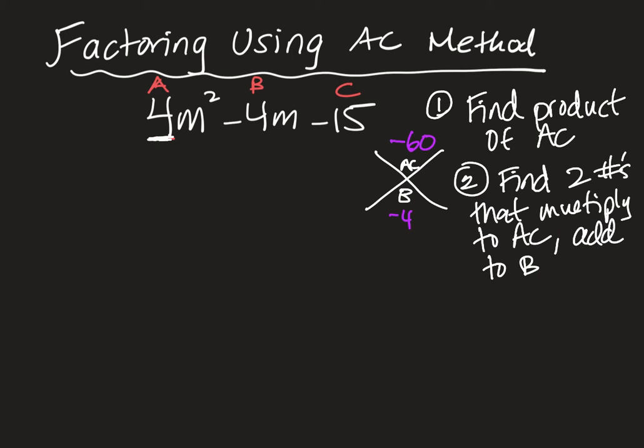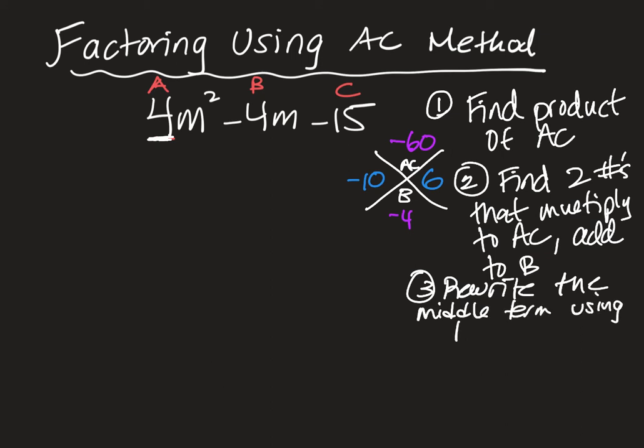If we use a 10 and a 6, with the 10 being negative and the 6 being positive, those two numbers multiply to -60 and add up to -4. Now here's how I'm really going to use these numbers. If you're new to the AC method, this will be the part that's really new to you. I'm not going to just put those numbers in the back of my parentheses. I'm going to rewrite the middle term using the two numbers that we just found.